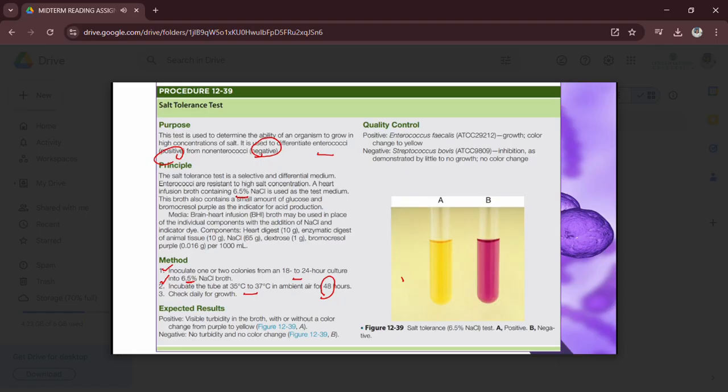Kailangan may turbidity within 48 hours. And you will notice that there would be a color change from purple magiging yellow. So, that is for a positive reaction. But if the tube is negative at 24 hours, incubate nyo pa din ulit. After incubation, you check it again after 48 and 72 hours. If the organism is salt tolerant and BE positive, it will be considered to be an Enterococcus.